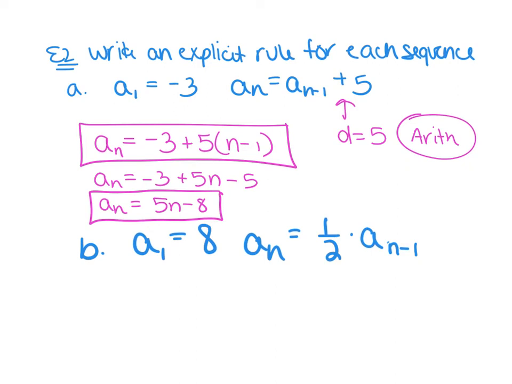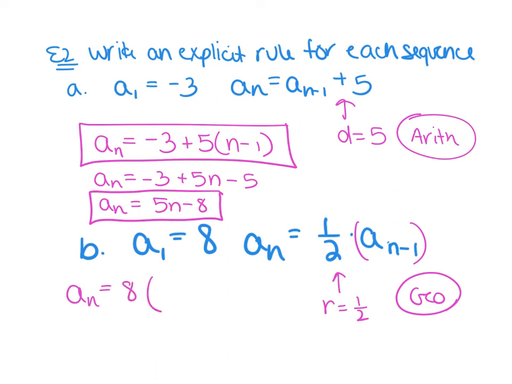All right, and then part B, notice that you have your previous term, which is a sub n minus 1, which is right here, and we're multiplying by 1/2. So that's your common ratio. So to get from one term to the next, we're multiplying by 1/2, which is telling us it's a geometric sequence. And our rule for the explicit rule of a geometric sequence is a sub 1 times our common ratio to the n minus 1 power.